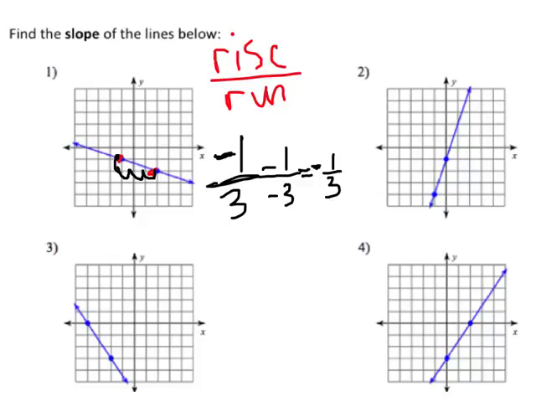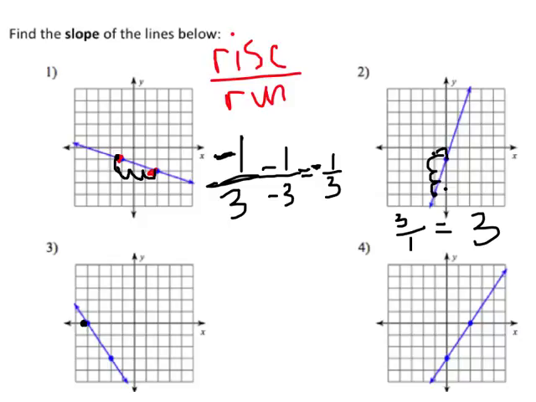Looking at number 2, pick a point to start at. What is my rise going to be? It's going to be +3 because I'm going up. Now I'm here, what's my run going to be? +1. I can divide 3 divided by 1, which is what? +3.